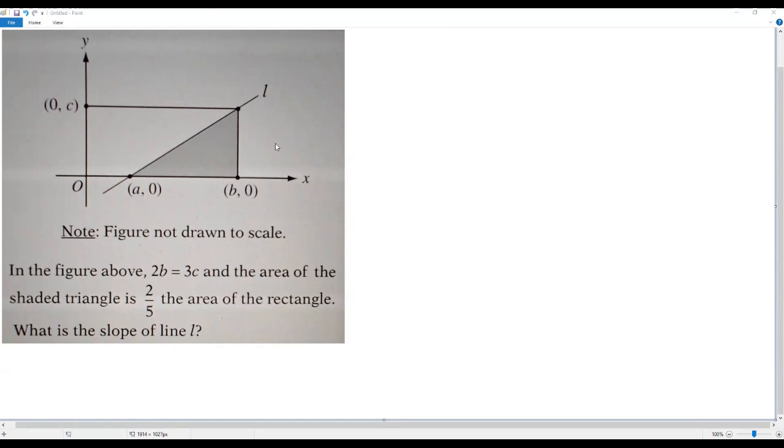Okay, so from the given information, from the given figure, first let's write the slope of line L. Slope of line L is equal to... So how do we find the slope of the line L over here? We can use the formula rise over run. So what is the rise over here? Rise is given by this vertical distance, so this is given by C units. So the rise is C units.